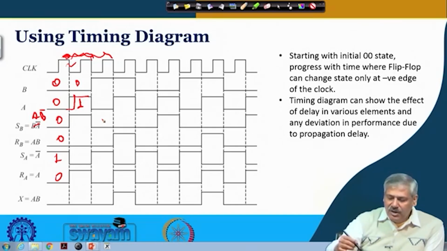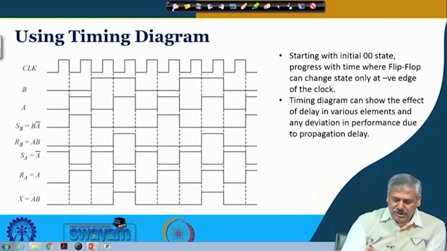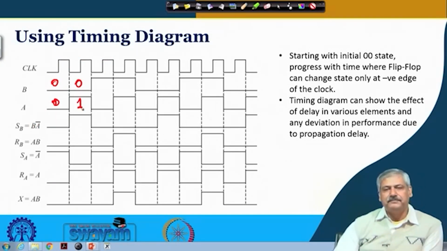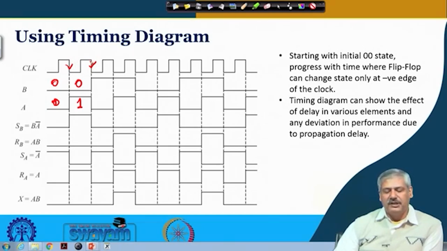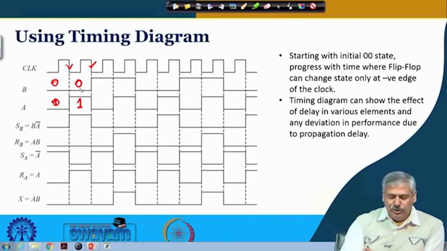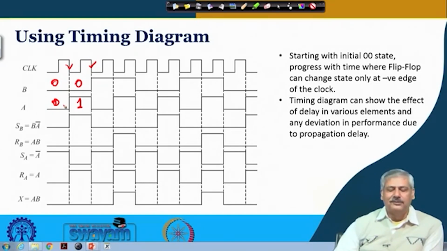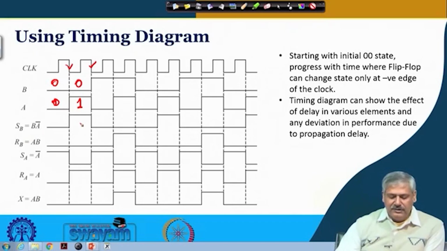Clear? So, coming back, B continues with 0 0 and A becomes 0 to 1. Is it fine? And it will remain like this till the next negative edge triggered clock edge comes. So, when it is at 0 and 1, what happens to the inputs now?